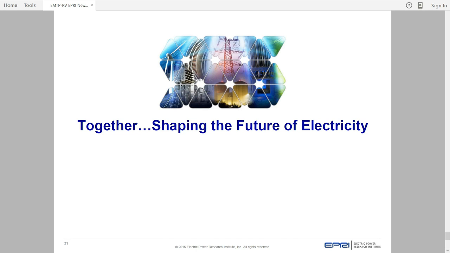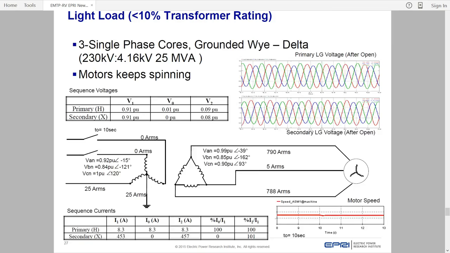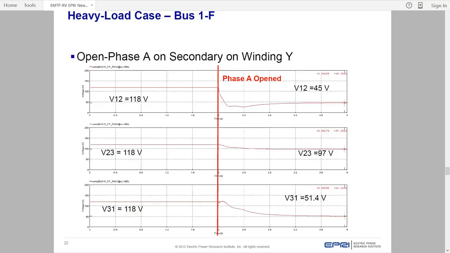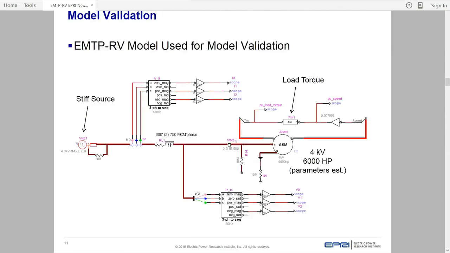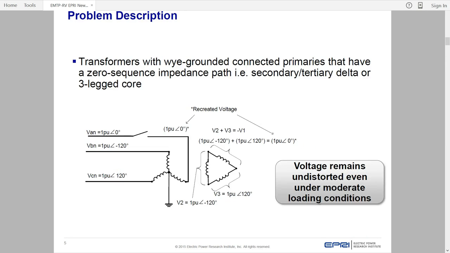Let me go back up here. Let's get a better picture here. Because basically what happens when you open this phase is this neutral connection becomes your third phase. And so, like John said, when you have load on there, you have enough current where you can detect that. It was the problem with the low load and no load cases.